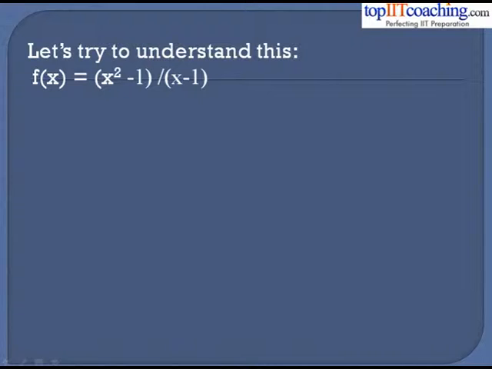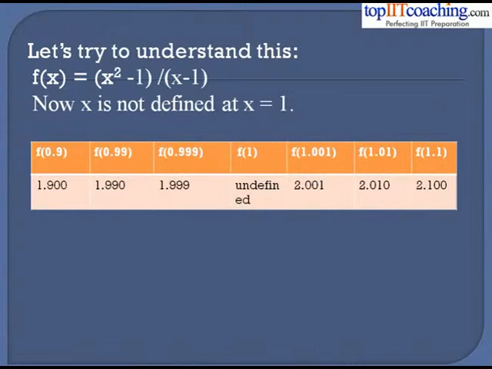Now let's try to understand this point. If I take any function f(x) equal to (x square minus 1) divided by (x minus 1), then f(x) is not defined at x equal to 1. If I put x equal to 1, this will be in the indeterminate form. Now let's try to take values of x which are very much close to 1. So let us say I take x equal to 0.9. Now the value of f(x) is equal to 1.900.